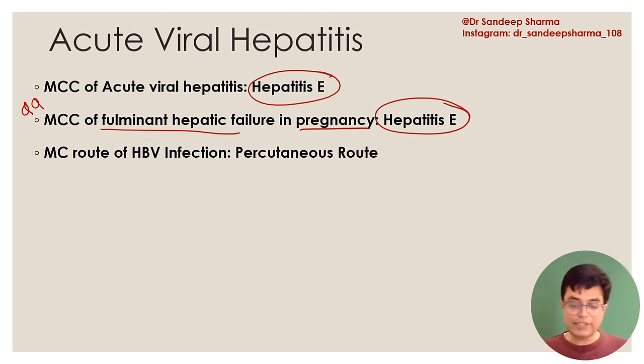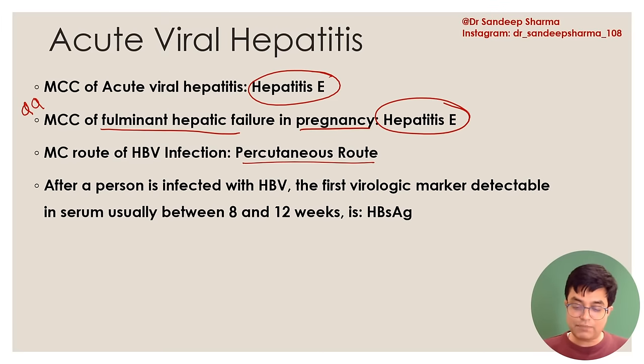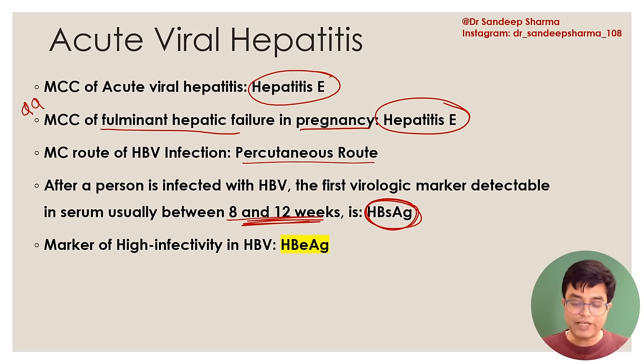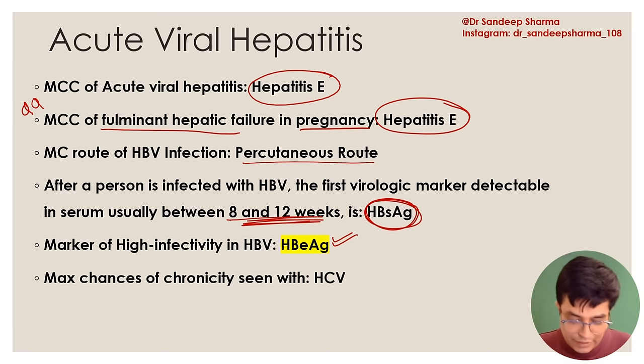If the question says most common route of HBV infection, percutaneous route. If the question says after a person is infected with HBV, toh pehla virological marker kaun sa jo appear hota hai blood mein, it is hepatitis B surface antigen, HBsAg, aur kab aata hai? Between 8 to 12 weeks, so 2 se 3 mahine ke baad aata hai. Next point, what is the marker of high infectivity? HBeAg. Yaad kar lo, kisi bhi patient mein if HBe antigen is positive, highly infectious. And if anti-HBe antibody is positive, means iske against antibody hai, toh low infectious, right? Maximum chances of chronicity kis mein hote hain? Hepatitis C virus ke andar.